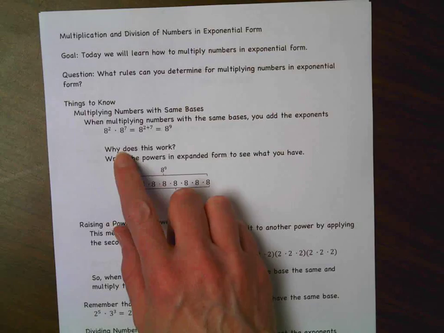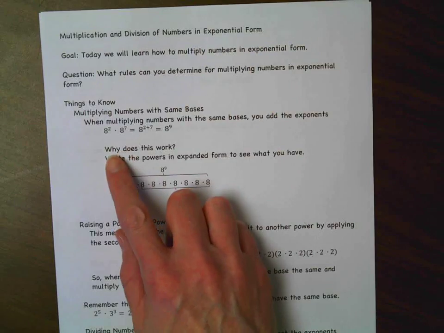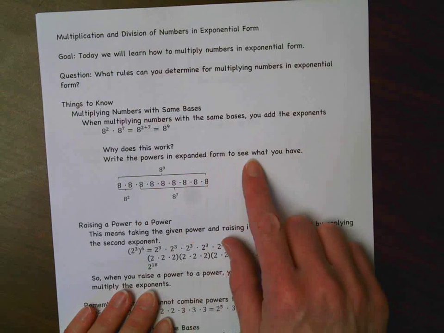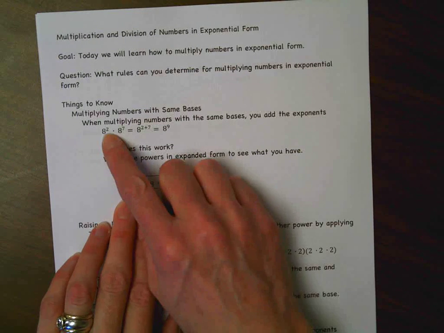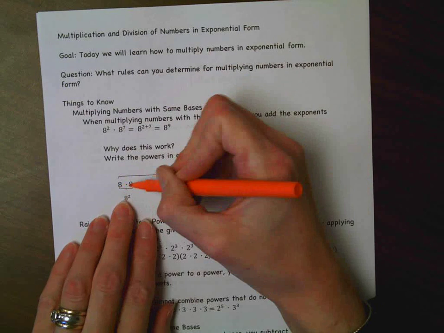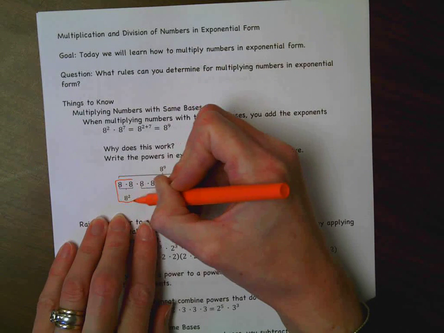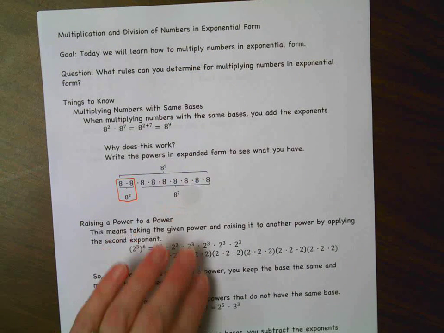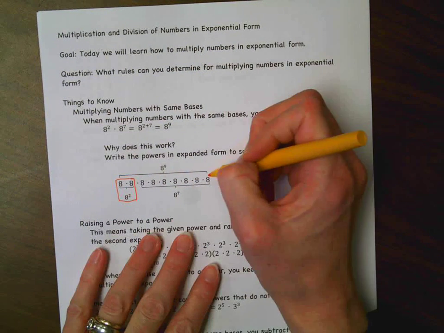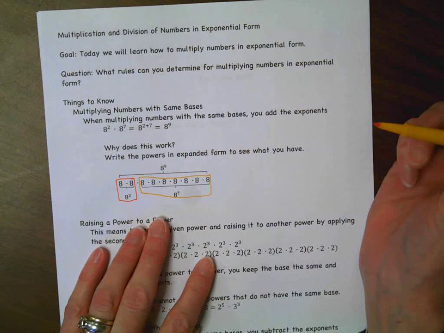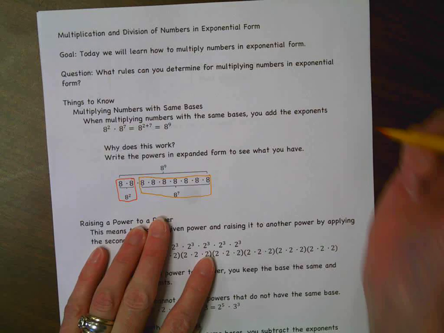And so what we have to do is we have to check it. We have to prove it to see if this works. So it says, why does this work? Write out the powers in expanded form to see what you have. Okay, so 8 to the power of 2 means 8 times 8. So this right here is 8 to the power of 2. Okay, 8 to the power of 7 is this right here, right? That's what it looks like when it's expanded out.